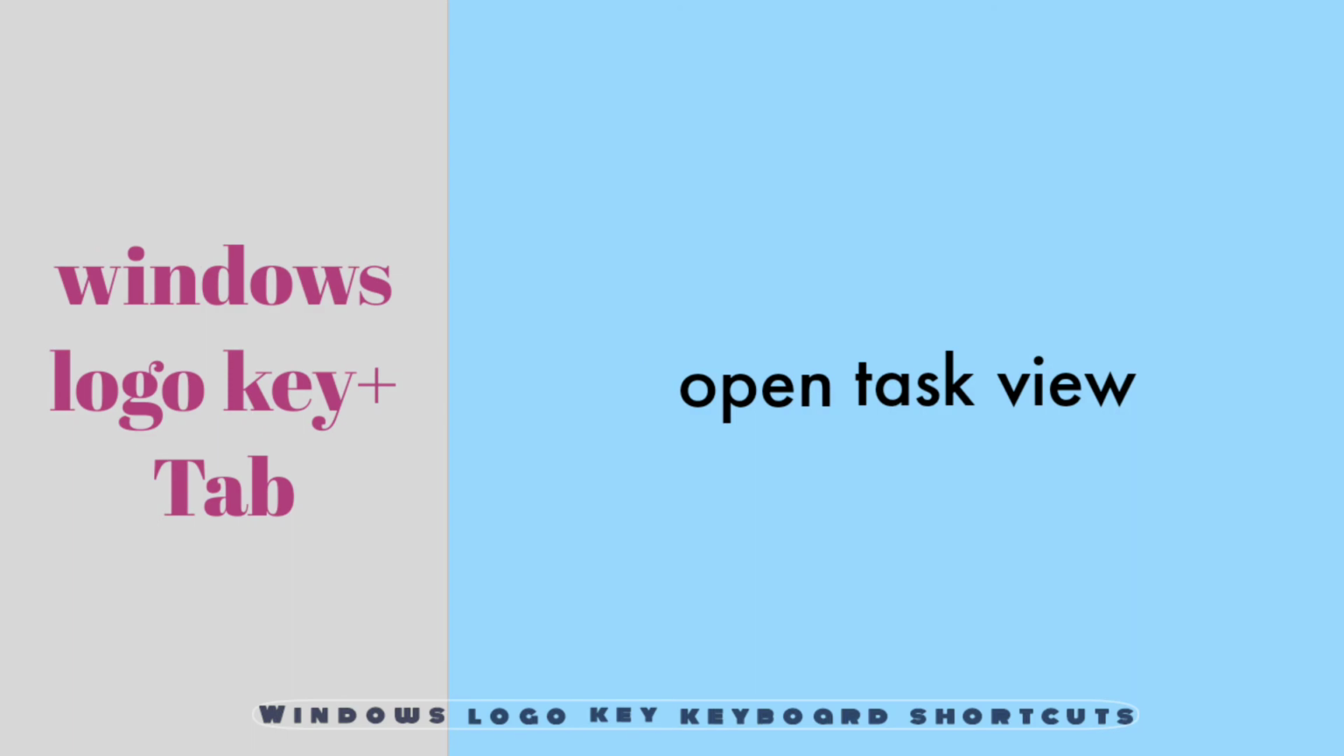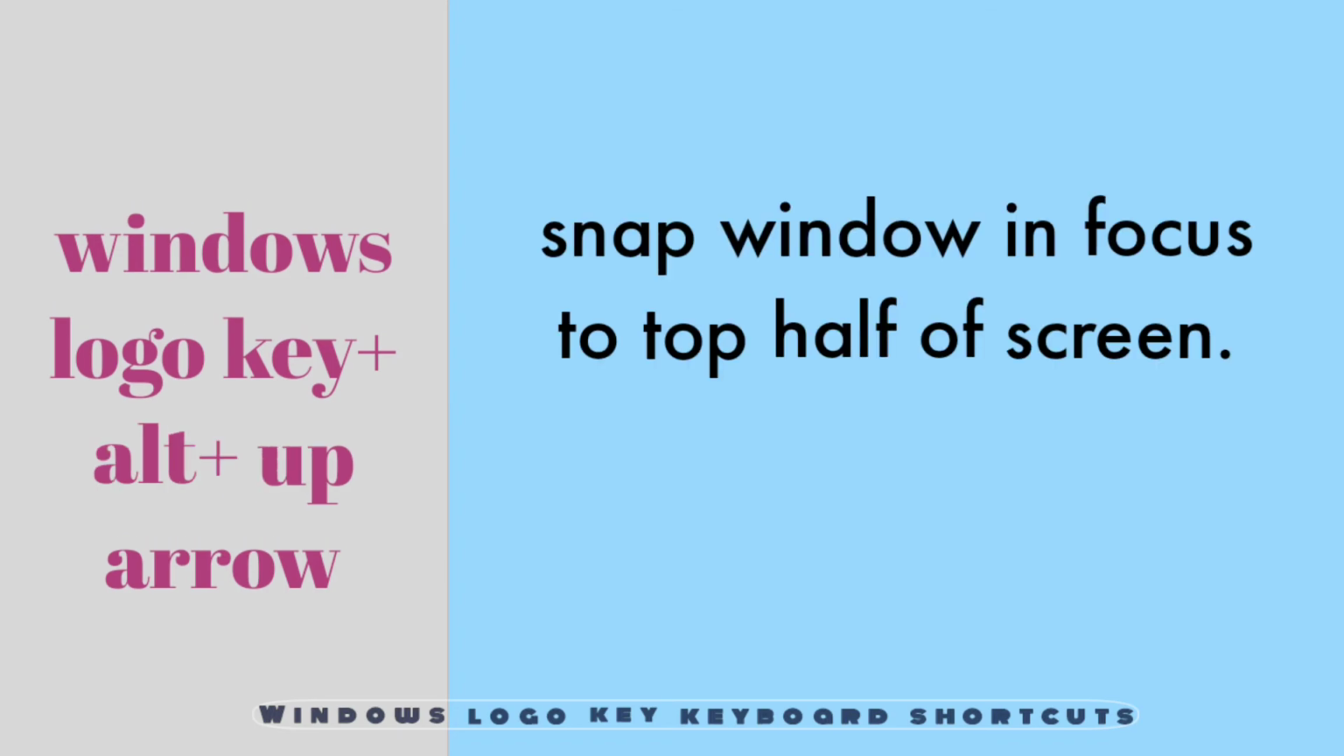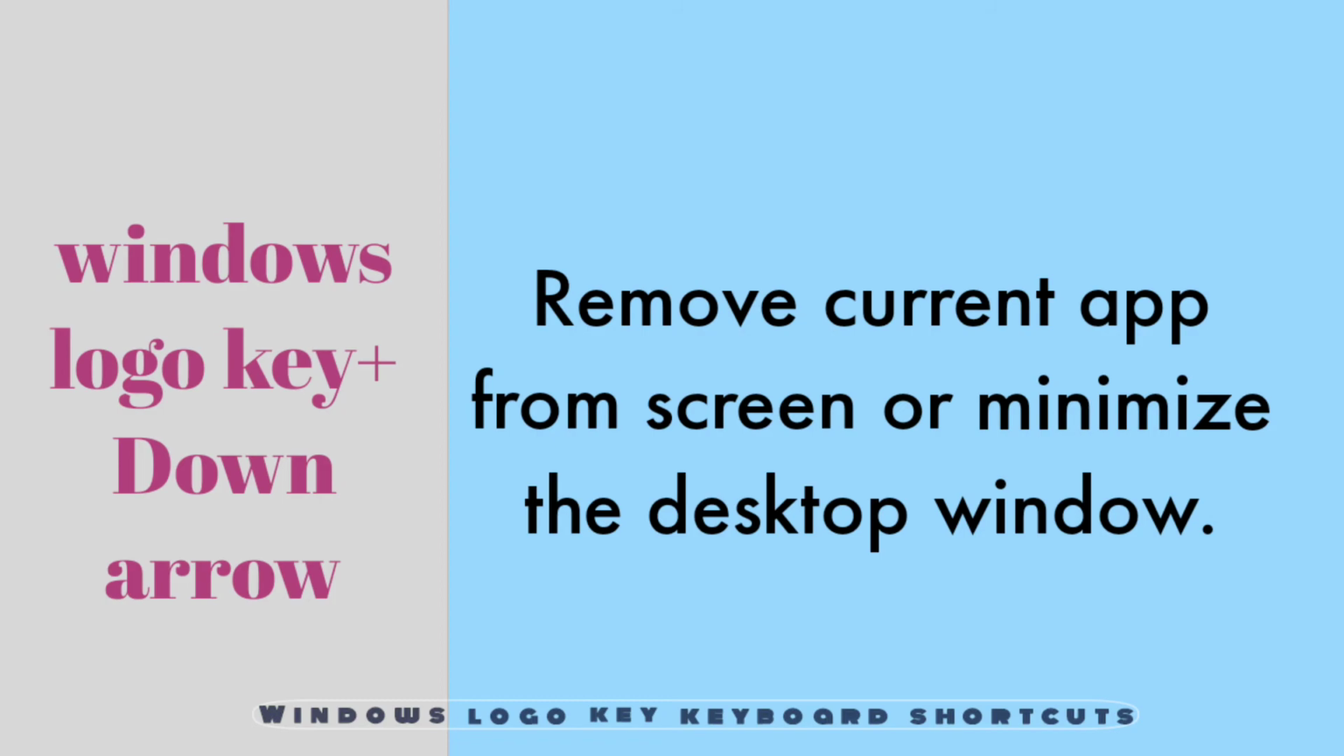Windows logo key with Tab opens Task View. Windows logo key with Up arrow maximizes the window. Windows logo key with Alt and Up arrow snaps the window in focus to the top half of the screen. Windows logo key with Down arrow removes the current app from the screen or minimizes the desktop window.